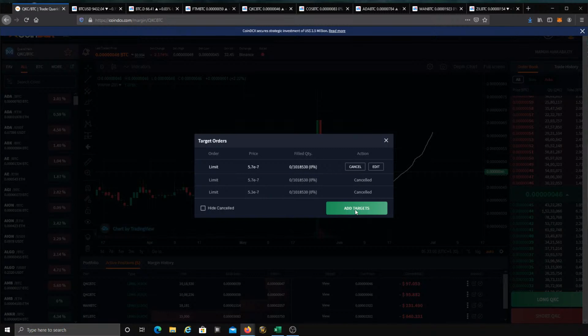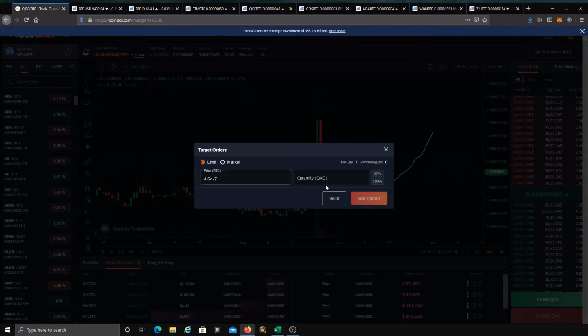So you can click add target, and you can type in what price you want to sell that position at, and you can choose how much you want to sell, either 50%, 100%. Or you can type in the amount of coins that you want to sell, and you have a limit option and a market option.